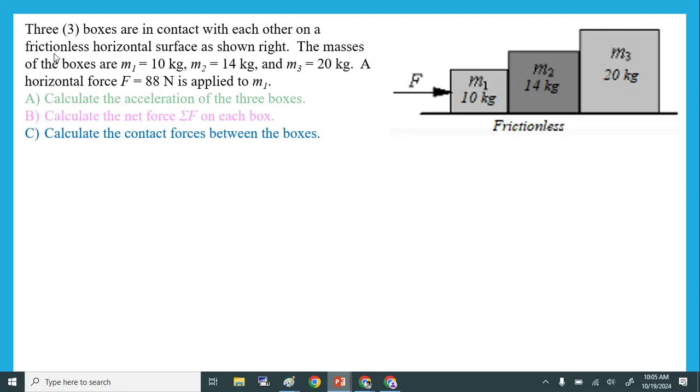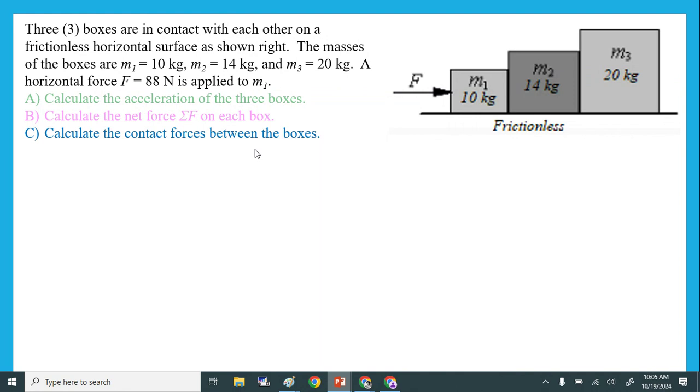Alright, so in this particular video, we have a system of 3 boxes that sits on a frictionless horizontal plane here. Here are the masses, 10 kilograms, 14, and 20 from left to right. Part A asks us to find the acceleration of the 3 boxes, part B asks us to find the net force on each box, and then part C asks us to find the contact forces between the boxes.